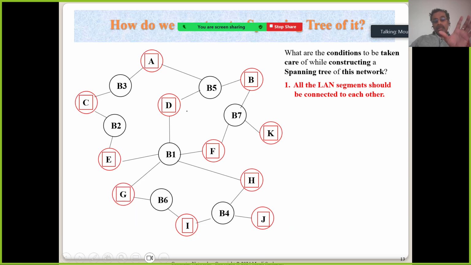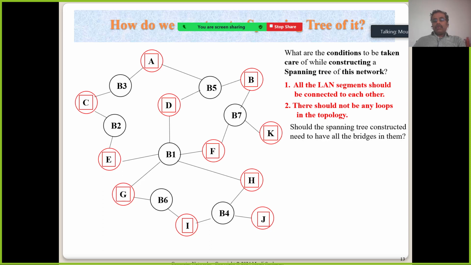Remember, they all belong to one single land, so all of them need to be connected to each other. There may be a need for one of them to communicate with somebody else in the other land, in the physical land, but logically they are one single land. So all land segments should be connected to each other. There should not be any loops in the topology. That is another very good and important condition. That's what we started off with. We don't want loops in the network.